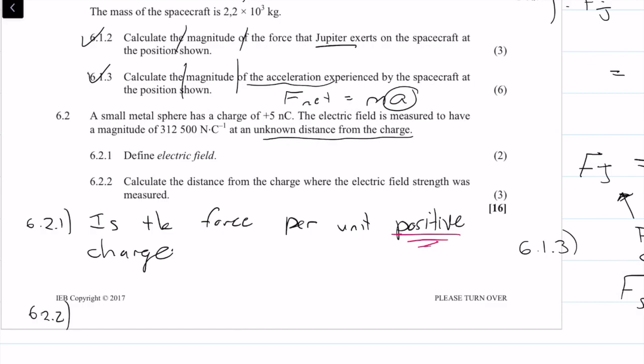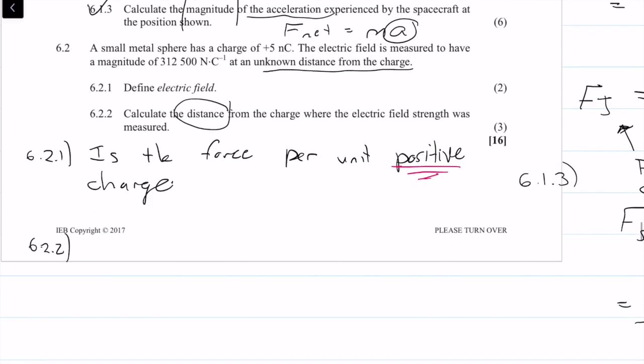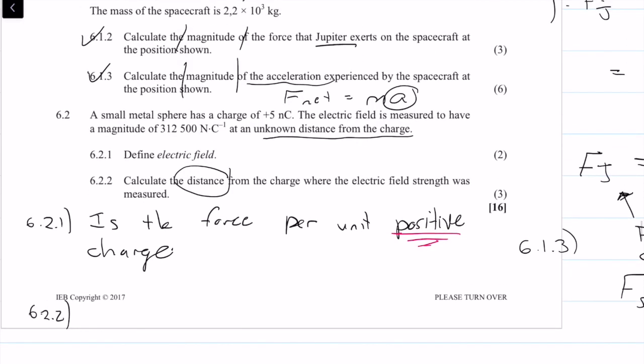So we're looking for the distance. If we look at our formula sheet, we can get the equation. Because we have the electric field strength and we have the charge of the sphere, we can use the equation E is equal to kQ over r squared.